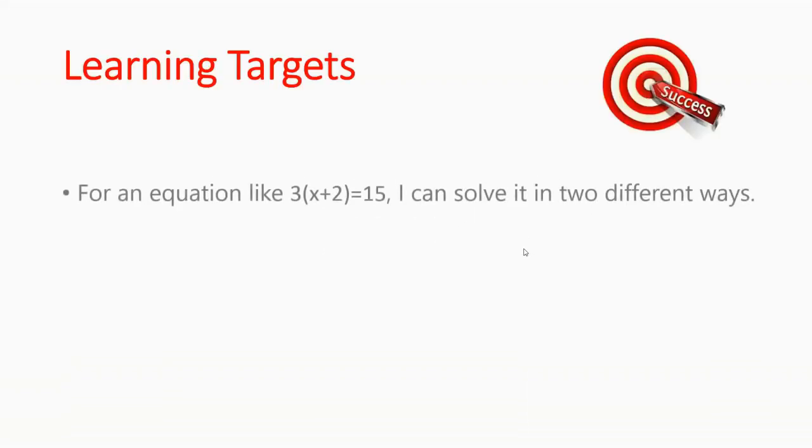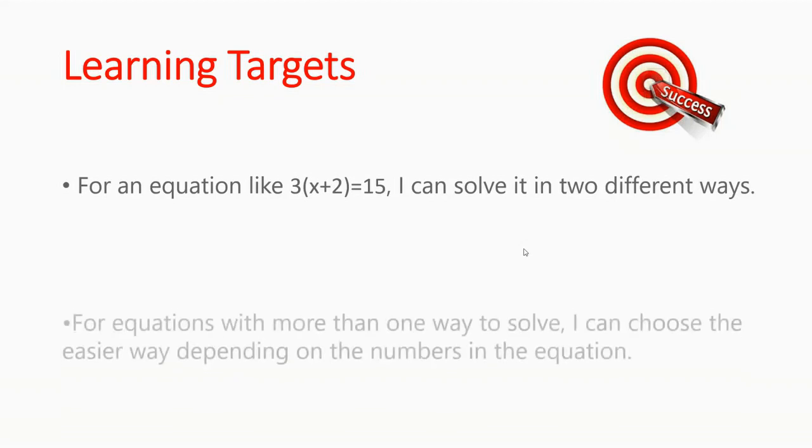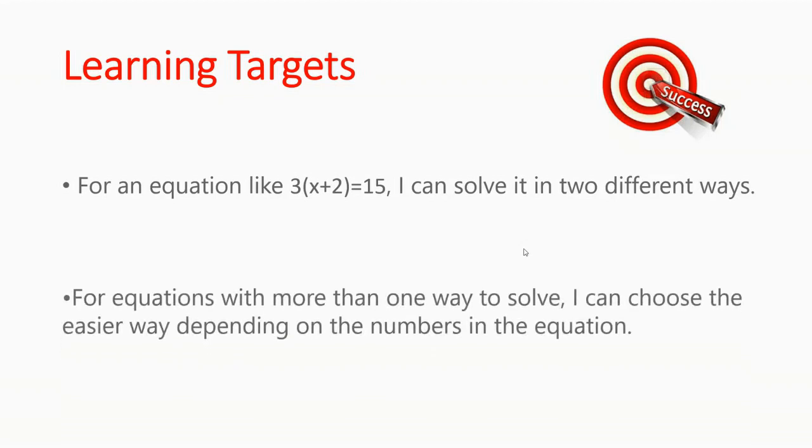And here are our learning targets. Our learning target says for an equation like 3 times (x + 2) equals 15, I can solve it in two different ways. The next learning target says for equations with more than one way to solve, I can choose the easier way depending on the numbers in the equation.